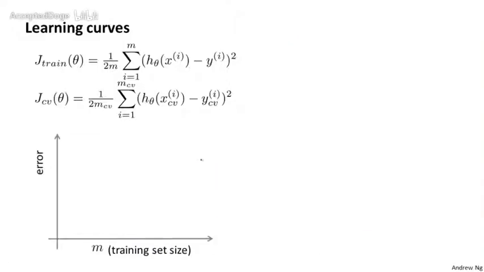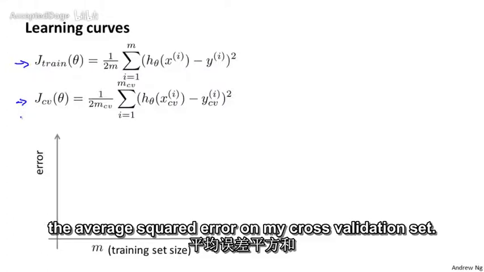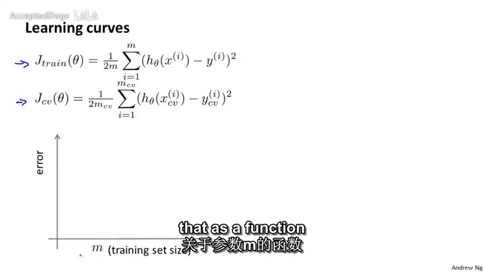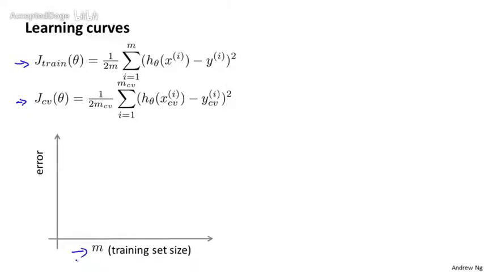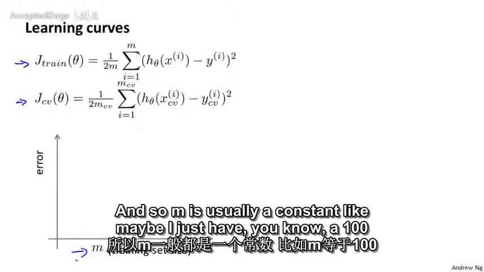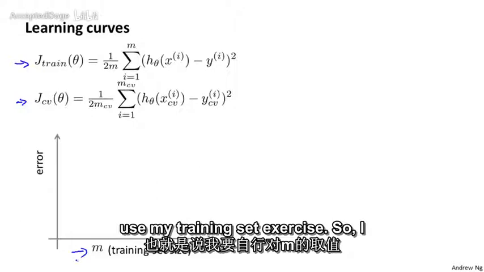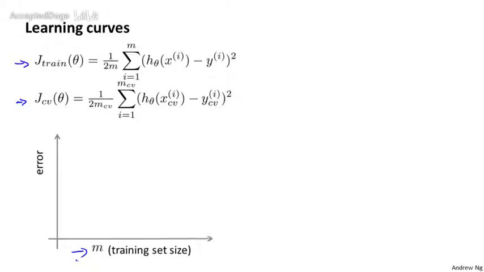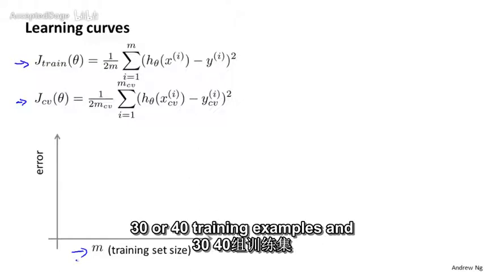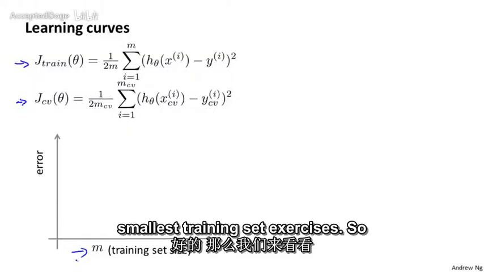Here's what a learning curve is. To plot a learning curve, what I usually do is plot J_train, which is, say, the average squared error on my training set, and J_cv, which is the average squared error on my cross-validation set, and I'm going to plot that as a function of m, that is, as a function of the number of training examples I have. And so m is usually a constant, like maybe I just have 100 training examples. But what I'm going to do is artificially reduce my training set size, so that I deliberately limit myself to using only, say, 10 or 20 or 30 or 40 training examples, and plot what the training error is and what the cross-validation error is for these smaller training set sizes.